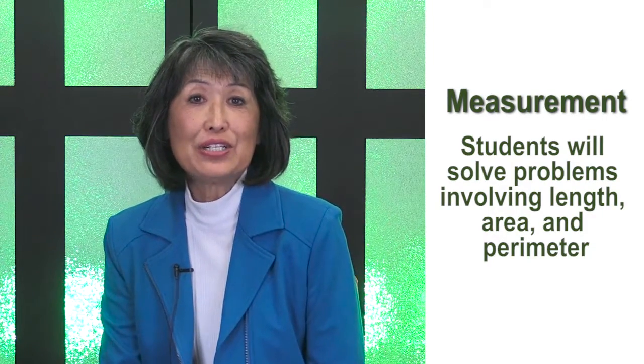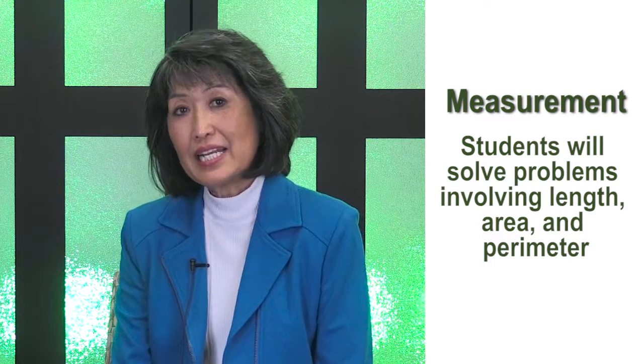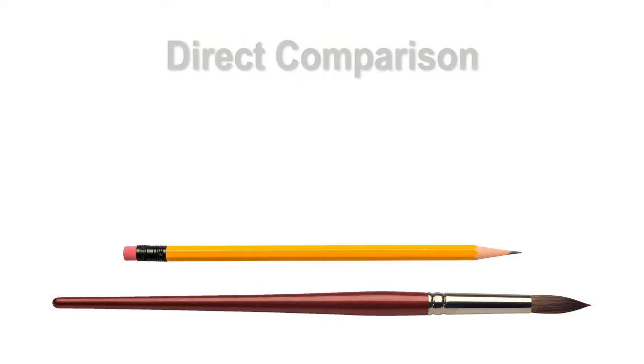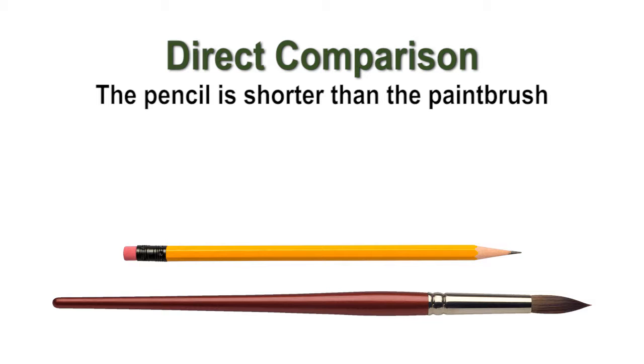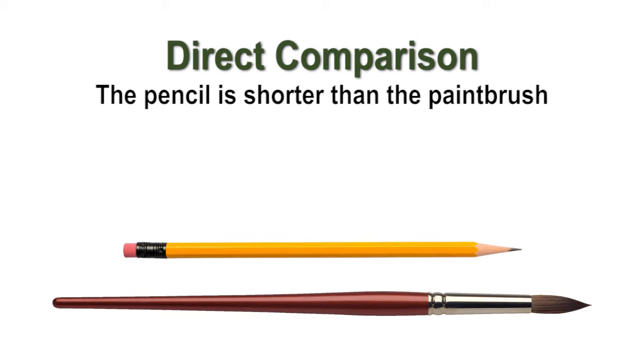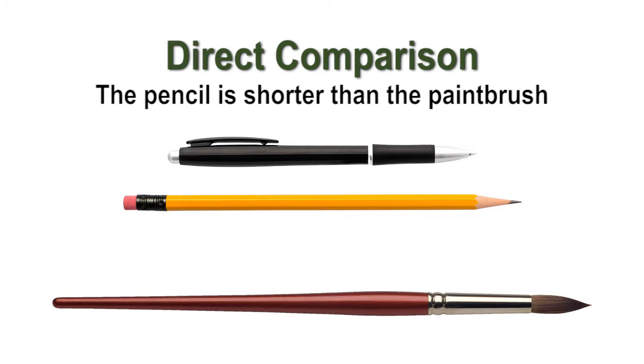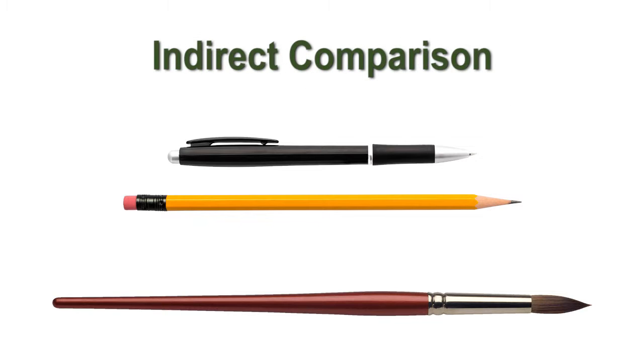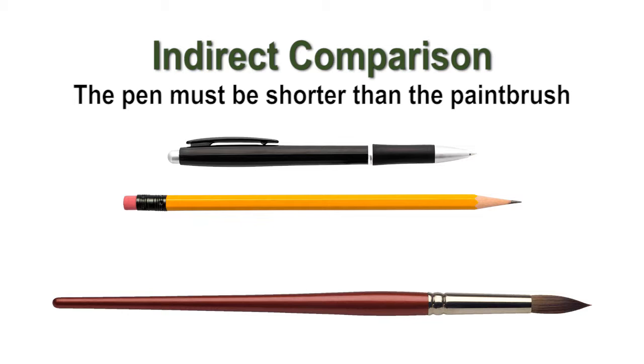In third grade, students experience length by direct and indirect comparisons. If a paintbrush and pencil are directly next to each other, a direct comparison can be made that the pencil is shorter than the brush. An indirect comparison would be taking the pencil and placing it next to a pen. A direct comparison can be made by saying that the pen is shorter than the pencil. An indirect comparison can be made by inferring that the pen must be shorter than the brush.